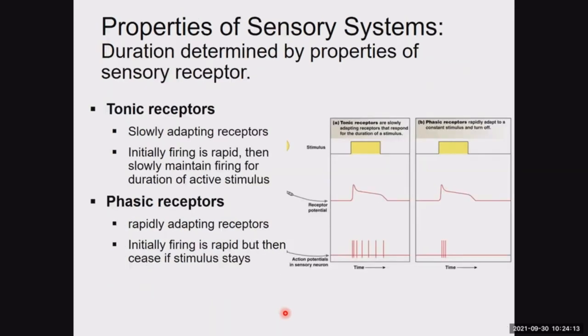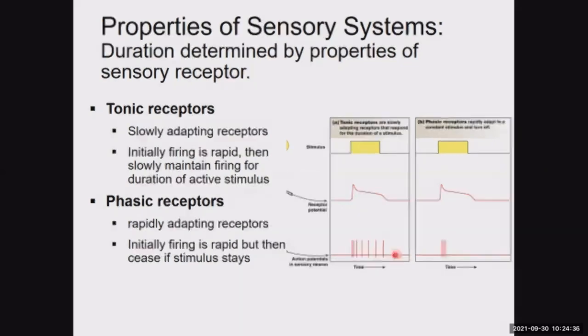So to make that make a little bit more sense, we can take a look at the properties of either tonic receptors or phasic receptors. And so tonic receptors, illustrated over here on the right-hand portion of this slide, are receptors that are going to be slow adapting. So they'll have an initial firing rate that is relatively high.